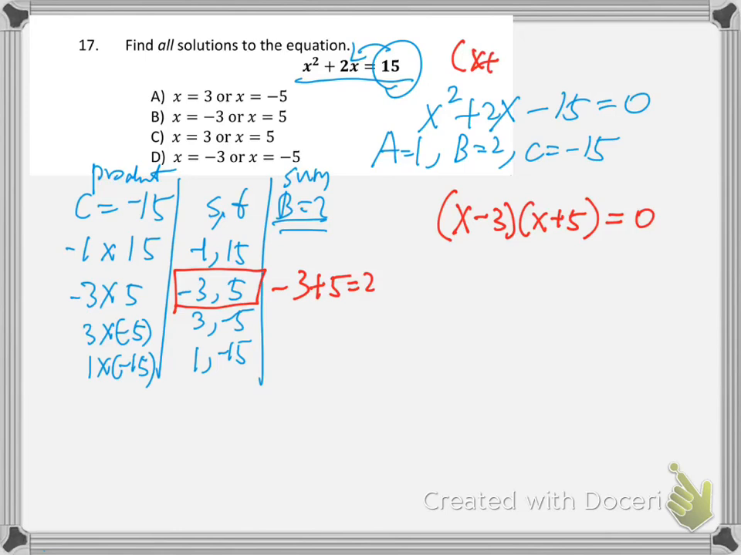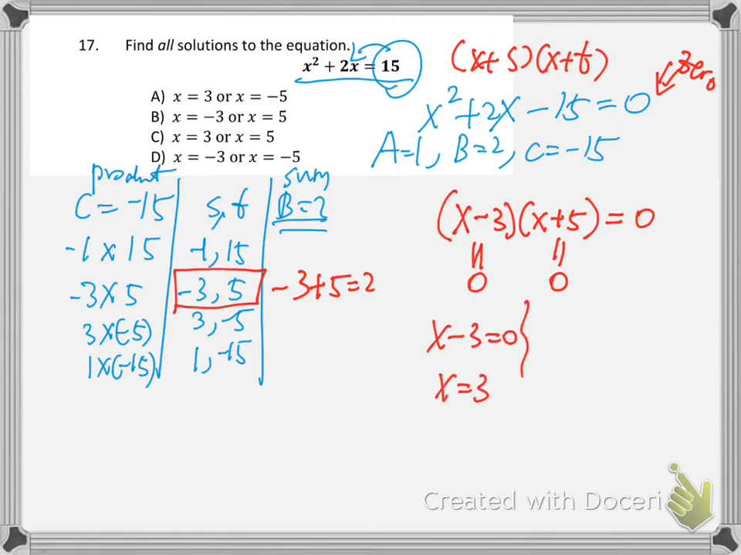So this is x plus s times x plus t. After you find s and t, you have a product on the left hand side. Make sure the right hand side is 0. Okay, the right hand side has to be 0. Now zero product property, so we want them to be 0 separately. So x minus 3 is 0, x is 3. x plus 5 is 0, x is -5. So the answer is 3 and -5, is A.